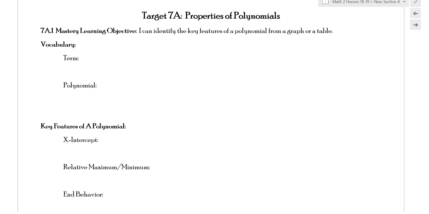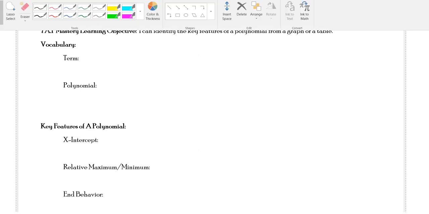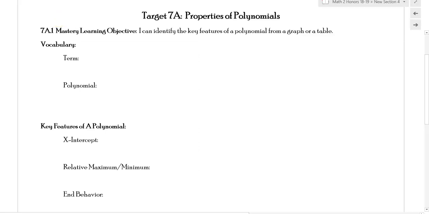Now looking at KC7. KC7 is all about polynomial functions. So the first thing we need to do is actually define those things. Our first vocab word is term.